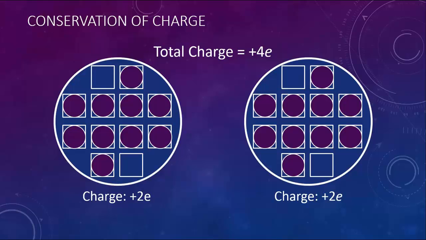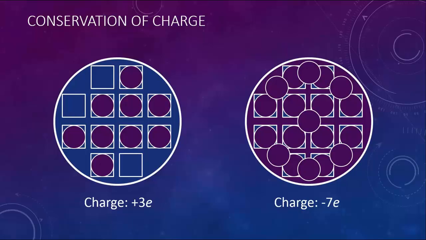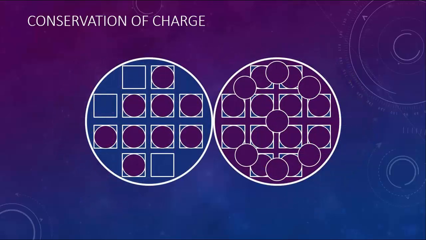Let's look at one more example. Again, this one is a little bit more complicated. Here we have an object on the left with a net charge of positive 3 elementary charges, and an object on the right with a net charge of negative 7 elementary charges. The total charge of this system is negative 4 elementary charges. When these 2 objects come in contact, at least 3 electrons are going to transfer from the right to the left.